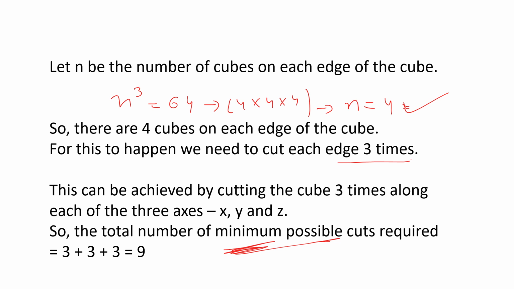This can be achieved by cutting the cube 3 times along each of the 3 axes x, y, z. So the total minimum possible number of cuts required is the sum of all 3 cuts along the axes: 3 plus 3 plus 3, 9 cuts.